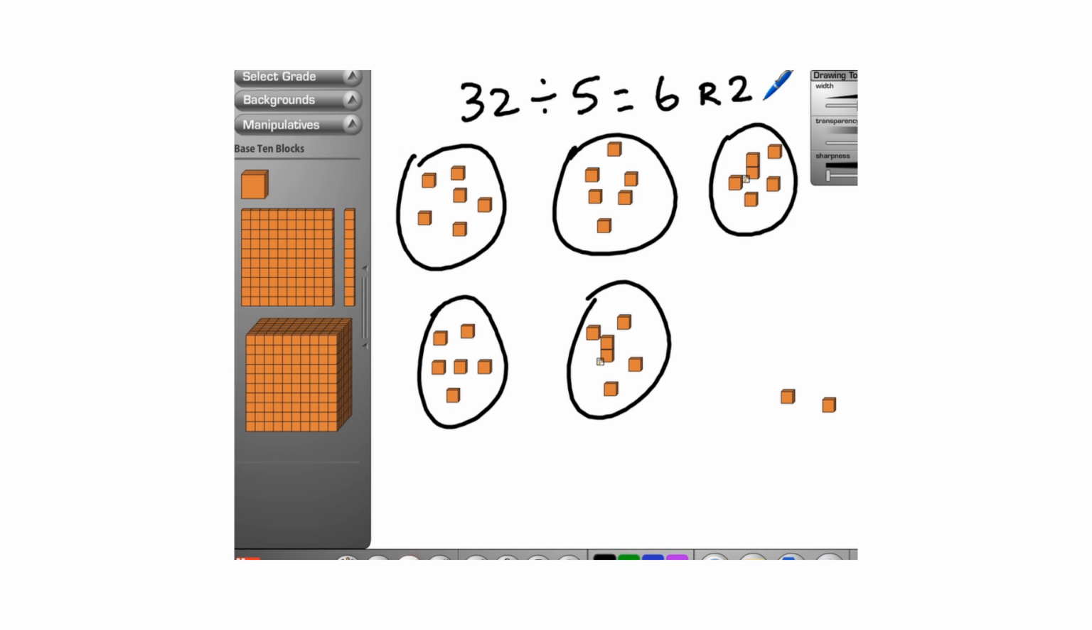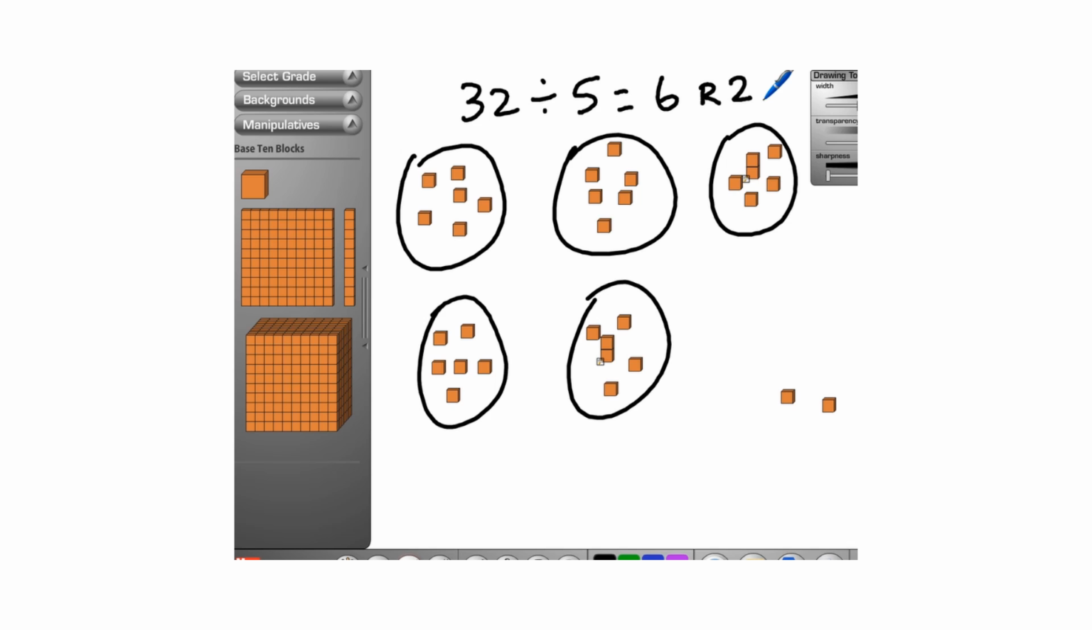There's not 10 in a group, though. There's 6 in a group. Hold on. I'm making sure he's understanding what I'm saying. Okay, let's see how he did that.